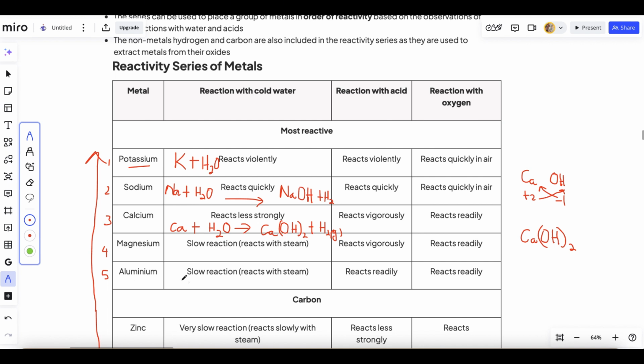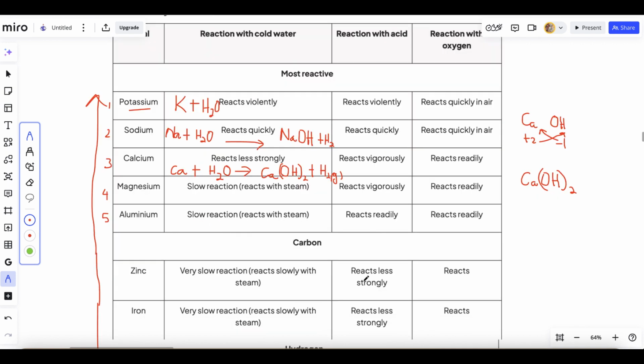Now, when aluminium reacts with cold water, it is very slow to produce aluminium hydroxide. It is very slow. But it reacts very fast with steam to produce aluminium oxide and hydrogen gas. Then it reacts with acid very fast, readily, quickly to produce aluminium chloride, aluminium sulfate, aluminium nitrate, and so on. It reacts with oxygen to form aluminium oxide. Is that okay? So that is what happens when you react with oxygen.